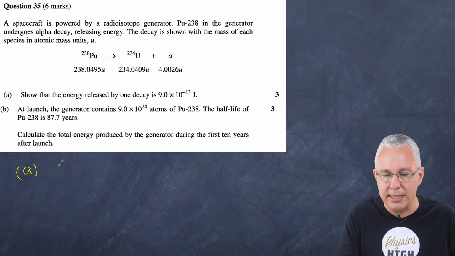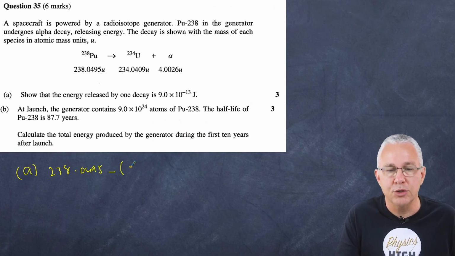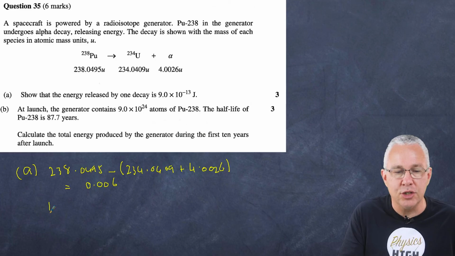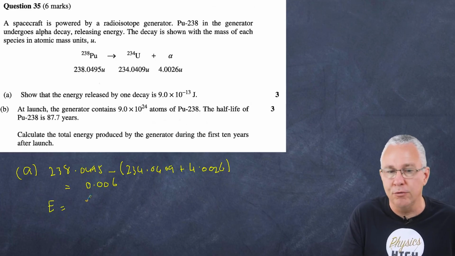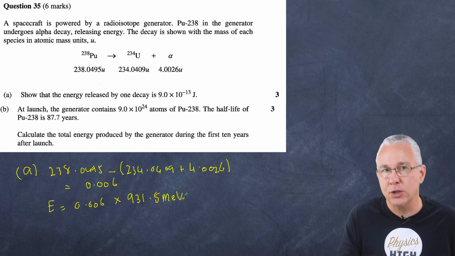So first of all, let's work out the mass defect. We obviously have 238.0495, and we have to subtract the product, which is 234.0409 plus 4.0026. Now, when you calculate that out, you're going to get 0.006. So there is our mass defect. Now, our energy, therefore, will be simply that u value, which is 0.006, and we simply multiply this by 931.5 mega electron volts. That will give us the actual energy.